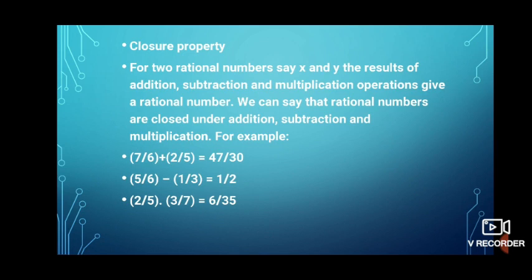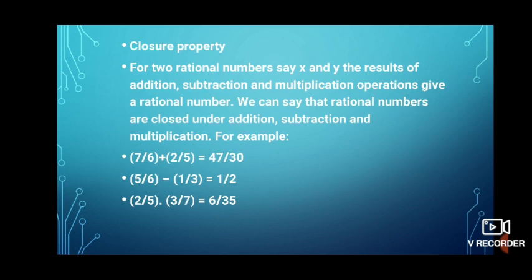Now, closure property. What does closure property mean? First, I will just discuss the closure property, then I will explain everything. Whenever we do some operation, any arithmetic operation, between two rational numbers, then we have to get a rational number as a result. Then this is called the closure property.